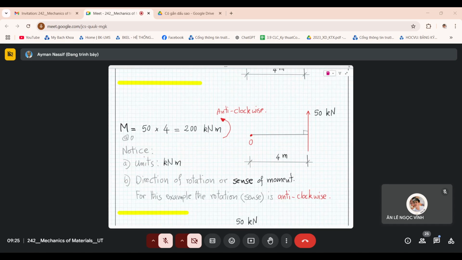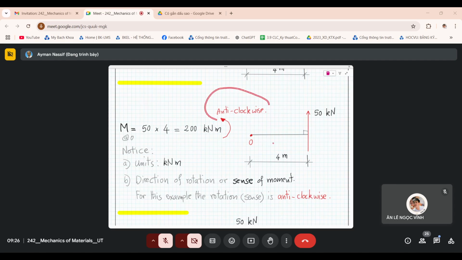So here it is, please note. The first one is 50 times 4, where 4 is the perpendicular distance. And here was a problem with a unit, kilonewton times meter. So please appreciate that the units are kilonewton meter. Some textbooks put a dot between the kilonewton and the meter, but it's okay for me if you write kilonewton meter or kilonewton dot meter. And have a look, please.